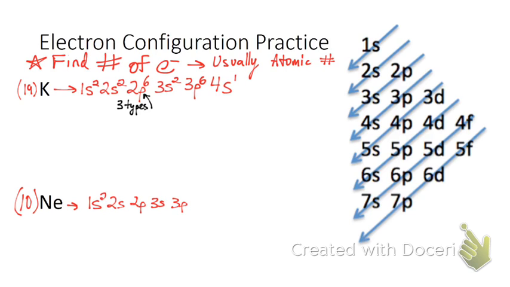So I have 1s2, 2s2, because it's filled, and 2p6 is the most. Am I at 10? 2 plus 2 plus 6 is 10. So I actually don't need these other ones right here. 2p6. And I'm done. That's it. That's the electron configuration for potassium and neon.